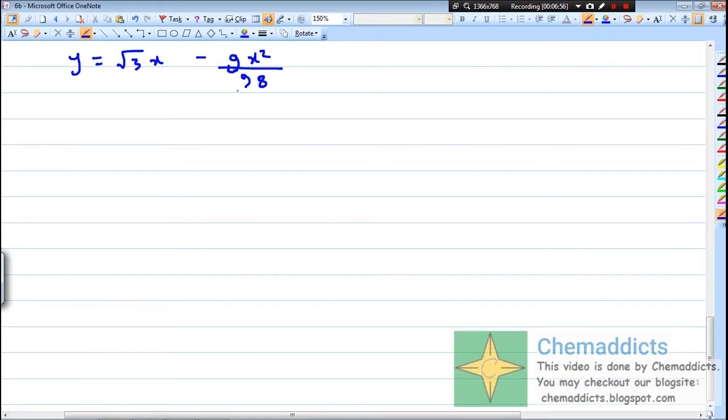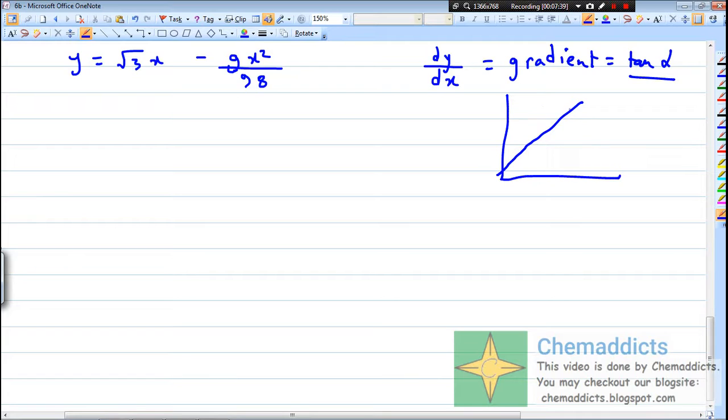What we're going to do is first differentiate this with respect to x. Why are we going to differentiate? Because if we differentiate, that would coincide with the gradient. We already know from trigonometry that the gradient is equivalent to tan alpha, and from that we are able to find the angle. We already know this from the graph.